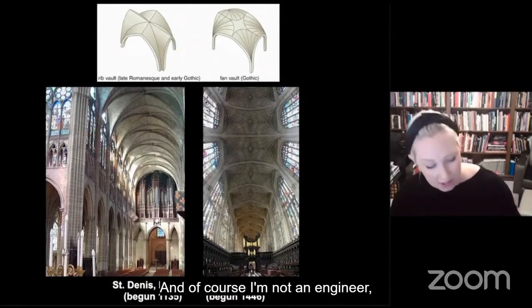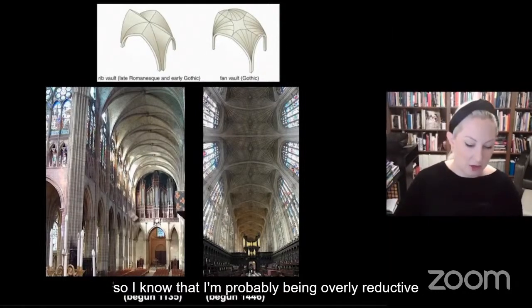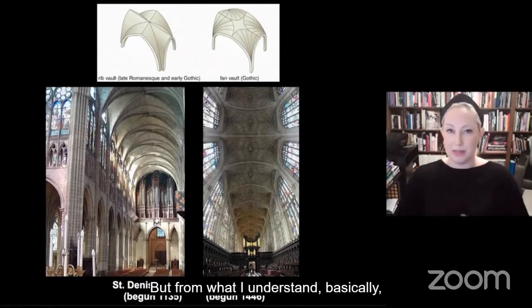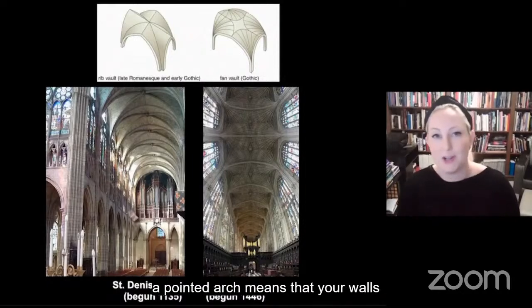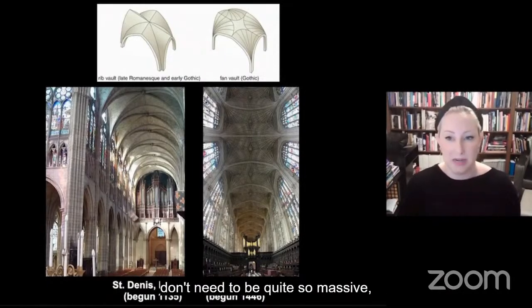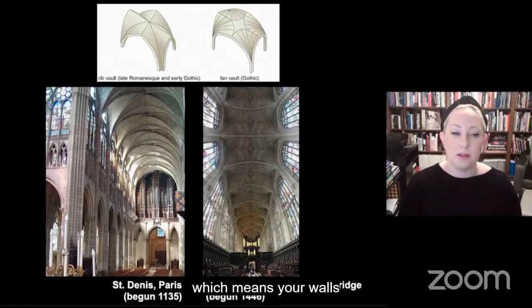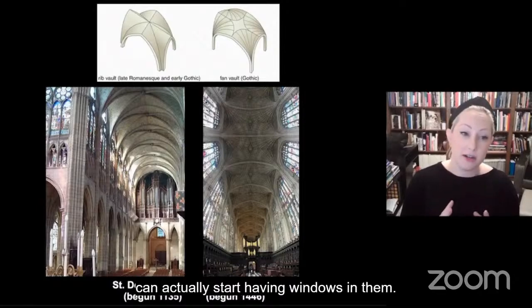And of course, I'm not an engineer, so I know that I'm probably being overly reductive in how this all works, but from what I understand, basically a pointed arch means that your walls don't need to be quite so massive, which means your walls can actually start having windows in them.